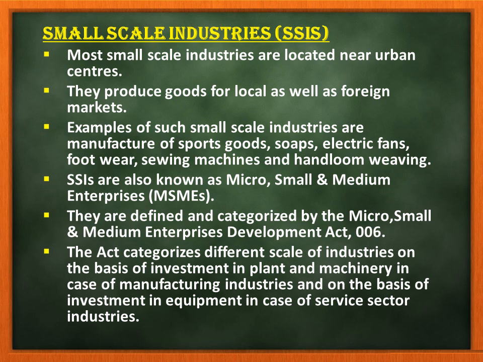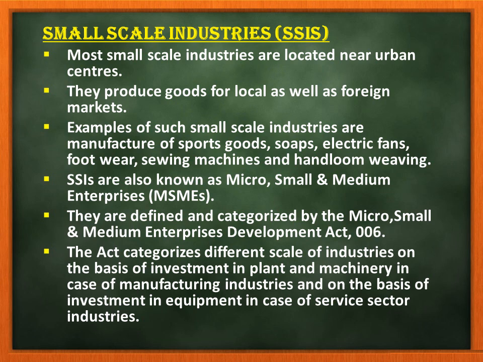Examples of such small scale industries are manufacture of sports goods, soap, electric fans, footwear, sewing machines and handloom weaving. All these are examples of small scale industry products. SSIs are also known as micro, small and medium enterprises.